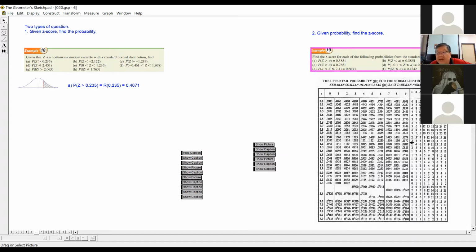Now this question is difficult. You have to use the table. You cannot use the calculator. The calculator cannot give you the answer. If the exam comes out with this question, they will give the table. The table is on the last page of the exam paper.